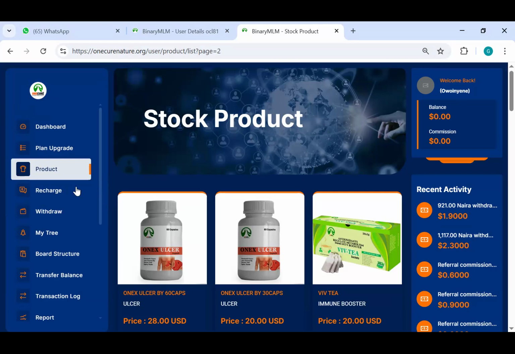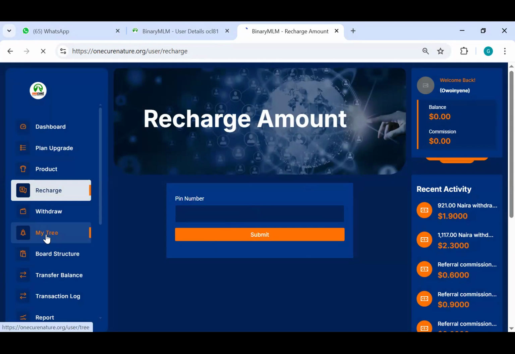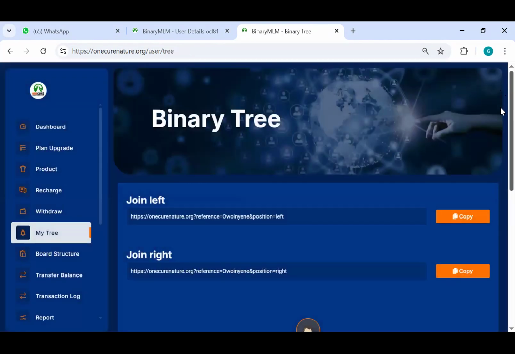For today, this is recharge. When you receive a PIN, you can recharge the PIN here. You put the PIN number they gave you and you submit it to recharge, and it appears in the balance here. But let me take you to what I am discussing with you for today, what we call the dynamic compression.